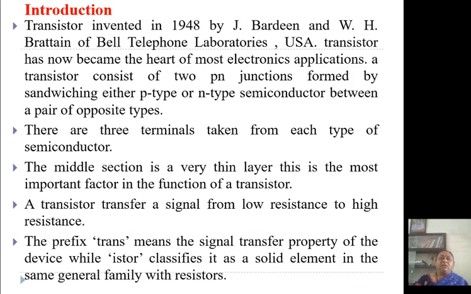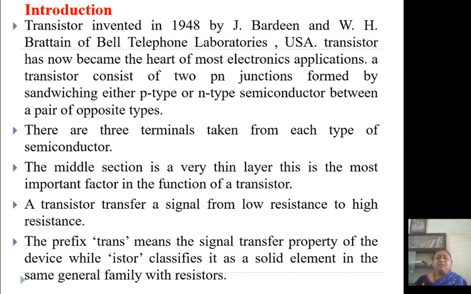Now see in introduction, the transistor was invented in 1948 by J. Bardeen and W.H. Brattain of Bell Telephone Laboratories, USA. Transistor has now become the heart of most electronic applications.